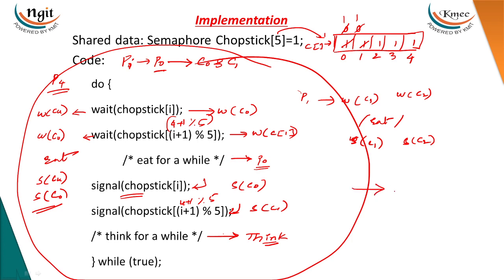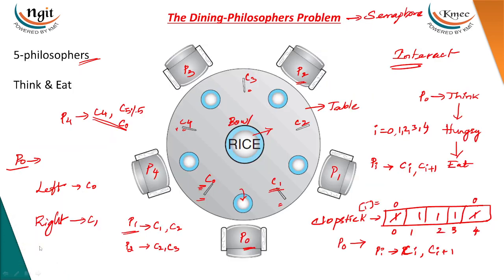But this is not the problem. The problem comes when all the philosophers are hungry at the same time. This is a problem. When all the philosophers are hungry at the same time, they try to execute this particular code. Let's go to the previous slide. So what is the problem here?